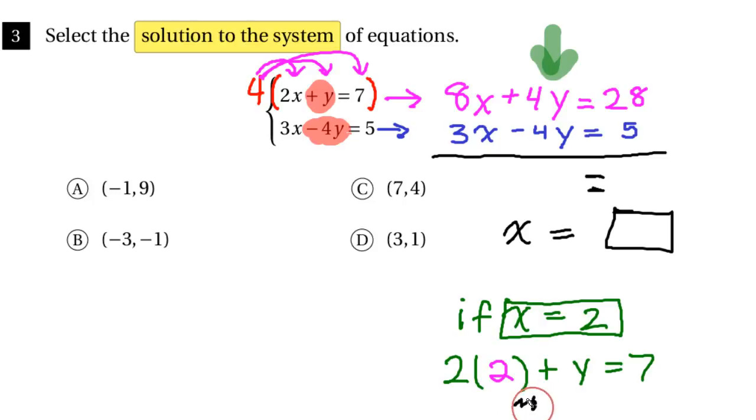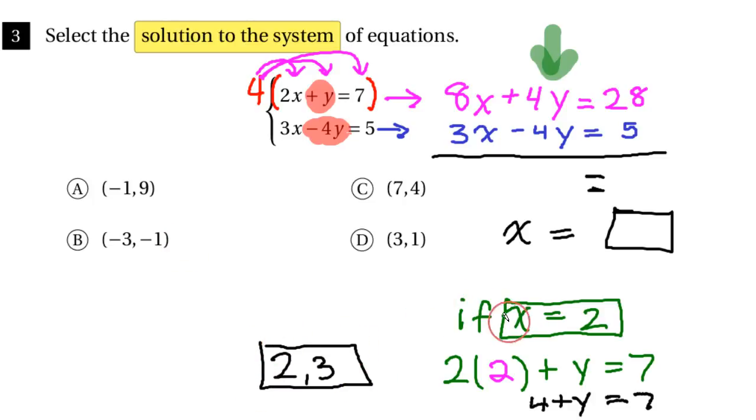Let me actually give a little bit more room here. 4 plus y equals 7. And then when I solve this black equation, I would get that y is equal to 3. So then my answer would be 2 comma 3. But again, all of that is if x equals 2. I haven't solved this for you.